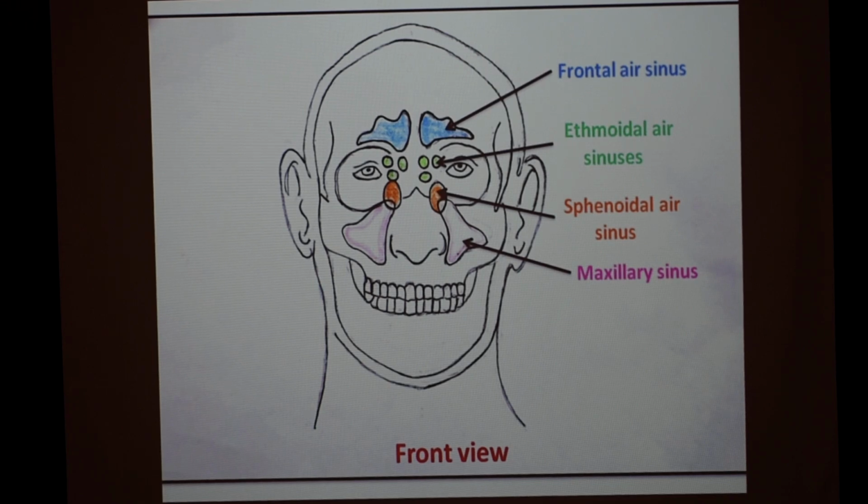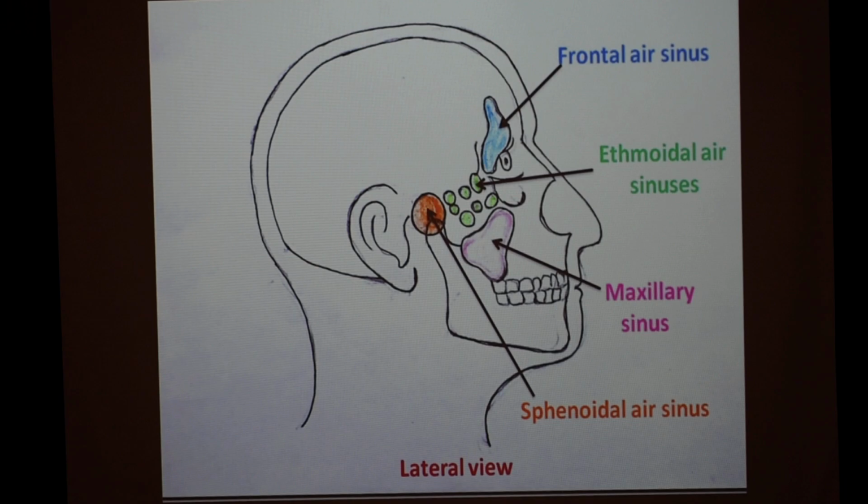Now we also see through the lateral view of the skull. Frontal air sinus, mostly it is triangular in shape. Ethmoidal air sinus, they are variable in number. Sphenoidal air sinus, again two in number. Maxillary air sinus, again two in number, and somewhat pyramidal in shape. So this diagram, front view and lateral view, showing the location of the paranasal air sinuses.